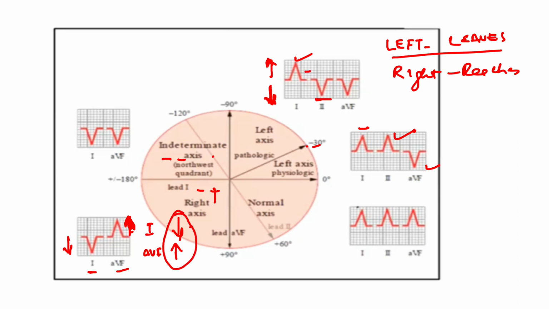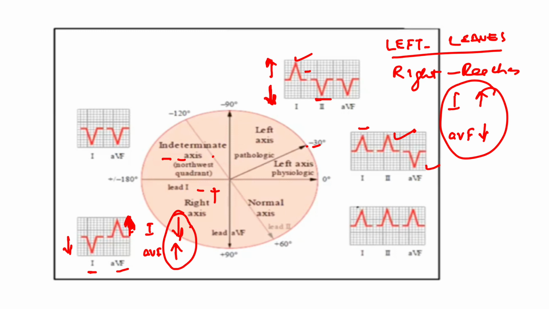reaches. Here, left: lead 1 is moving like this, AVF is moving like this, so they are moving away from each other, left leaves, right reaches. This mnemonic will help us to determine the axis. Left leaves means left axis deviation. We have to see lead 1 and AVF. Right reaches means we have to see lead 1 and AVF.